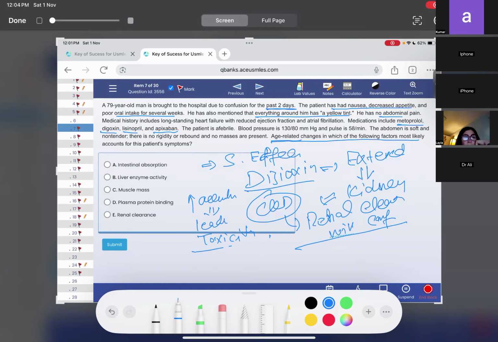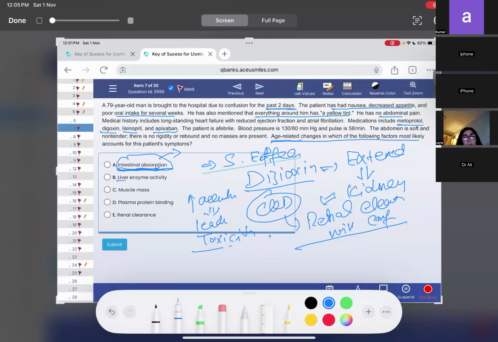So basically, is this one age-related changes, or is it due to chronic kidney disease? That's what we're going to think. Yes, because most probably digoxin isn't affected by intestinal absorption. Whenever a drug is absorbed through the intestine, it will show its effect. When no absorption occurs, the drug will not show any side effect. So this option does not fit the category.